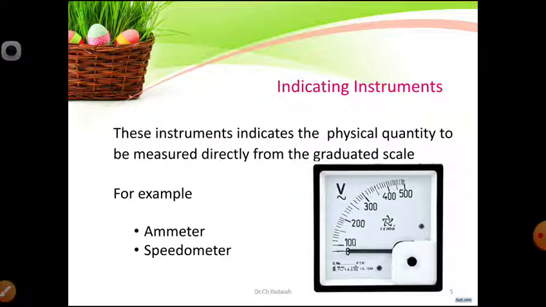An ammeter is used to measure the current in a circuit, whereas a speedometer measures the speed, how much speed your vehicle is moving with, 30 kilometers per hour or 70 or 100 kilometers per hour at that moment. So if you take the bike or two-wheeler, when we are going at 50 kilometers per hour, what will indicate it? The pointer will indicate the 50 kilometers per hour.